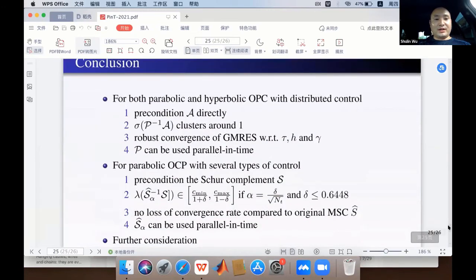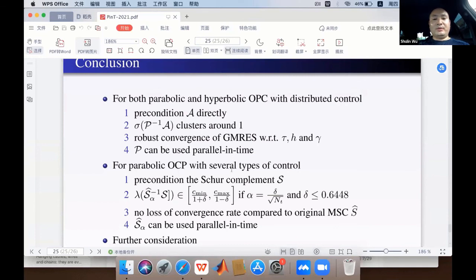So here is the conclusion of my work. For both the parabolic and the hyperbolic OCP, no, this is wrong. This is OCP, not OPC, sorry. We can precondition the KKT system A directly, and for the preconditioned matrix, the eigenvalues cluster around one. This means robust convergence of GMRES and other Krylov subspace methods with respect to tau, h, and gamma. So P can be used parallel in time.